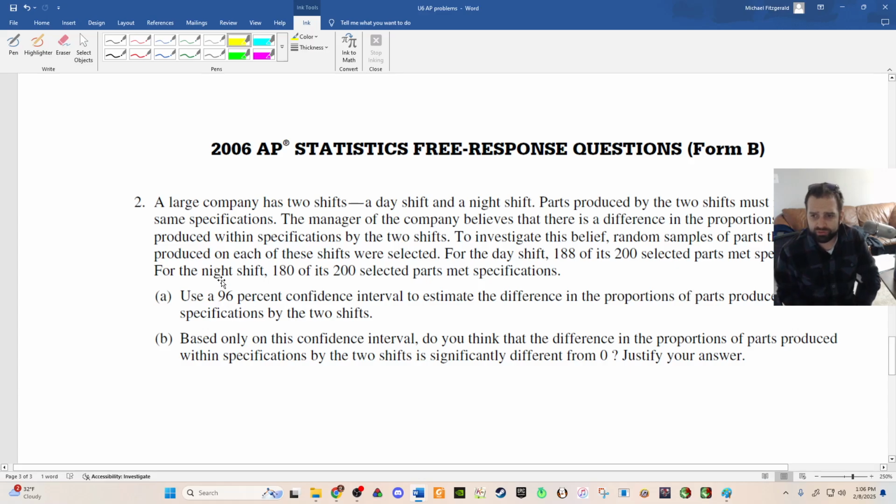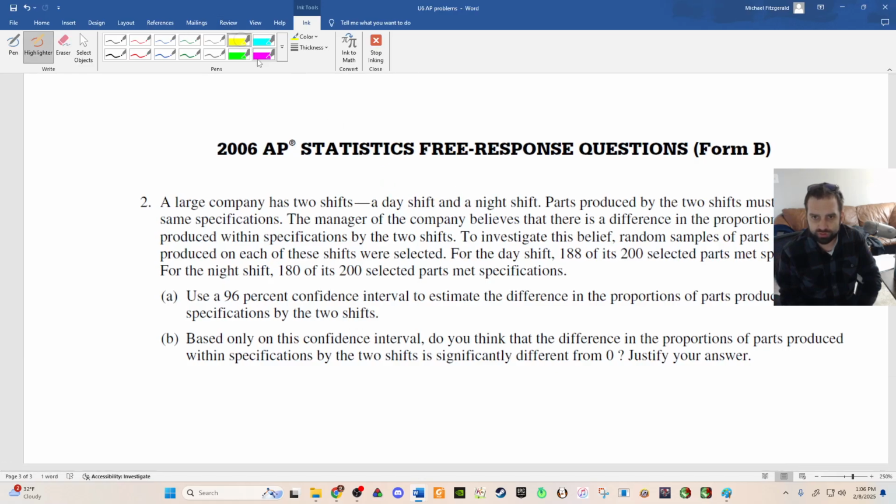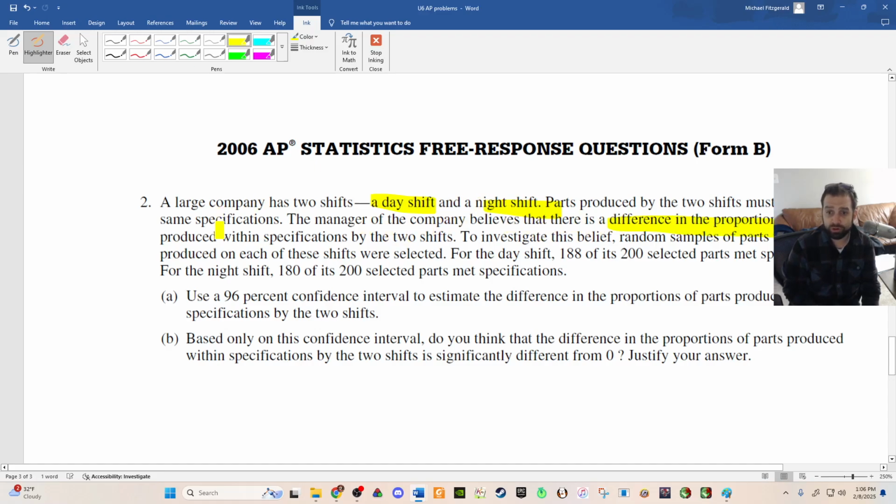A large company has 2 shifts, day shift and night shift. Parts produced by the 2 shifts must meet the same specification. The manager of the company believes that there is a difference in proportions of parts produced within specifications by the shifts. To investigate this belief, random samples of the parts produced on each of these shifts were collected. Day shift, 188 out of 200 met specifications. The night shift, 180 met specifications.